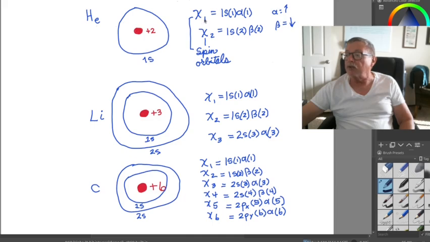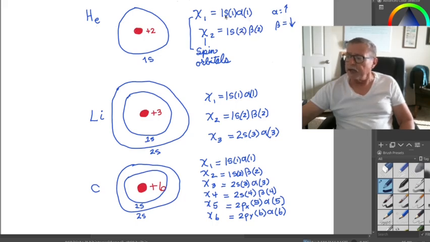So here's electron 1, 1s1, alpha 1, where alpha equals up, and on this one, beta equals down. So this is the 1s for electron 1, and the spin for electron 1. This is the 1s for electron 2, and the spin for electron 2.